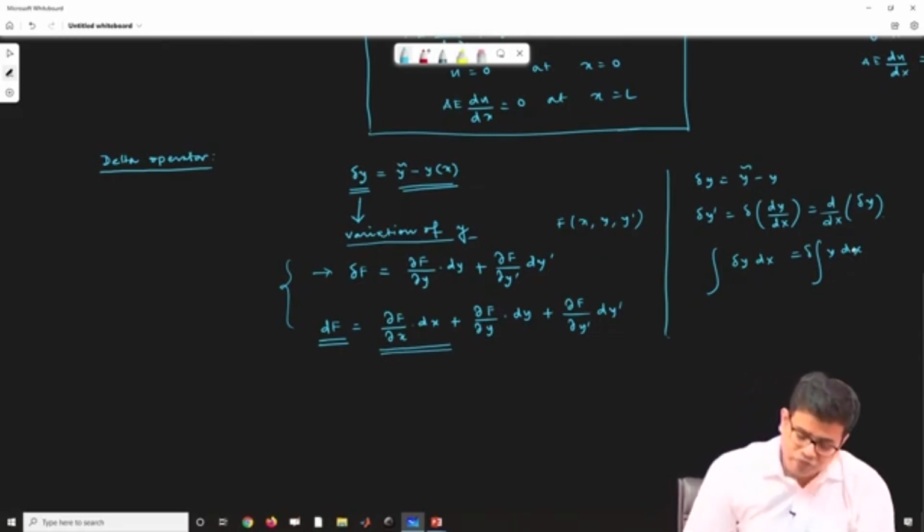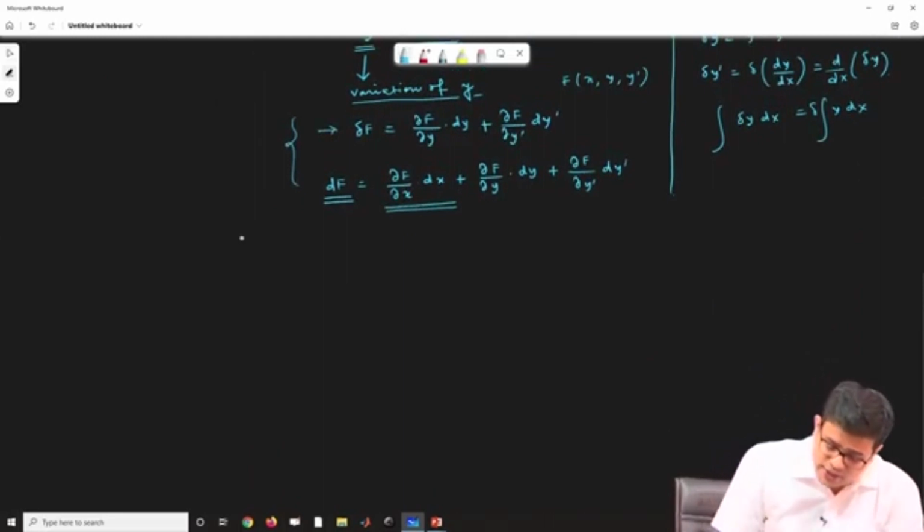So now if I write the Euler-Lagrange equation that we have derived in terms of these variations, or the delta operator, it will be very handy.